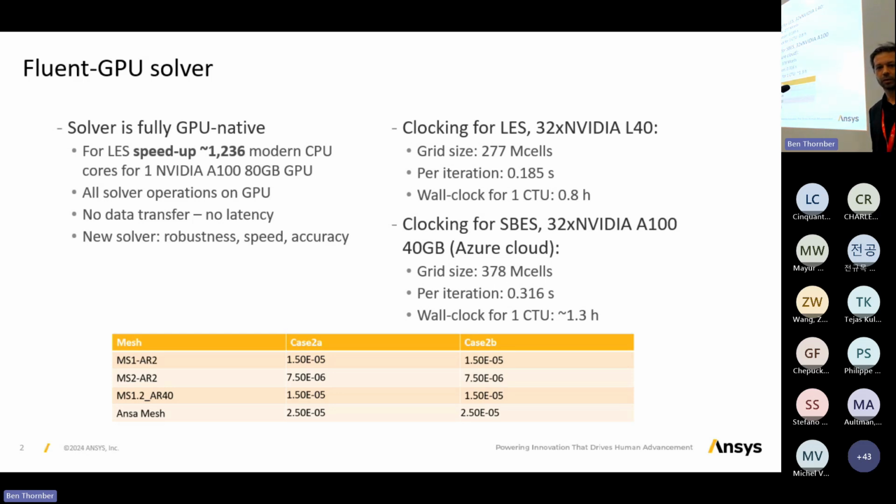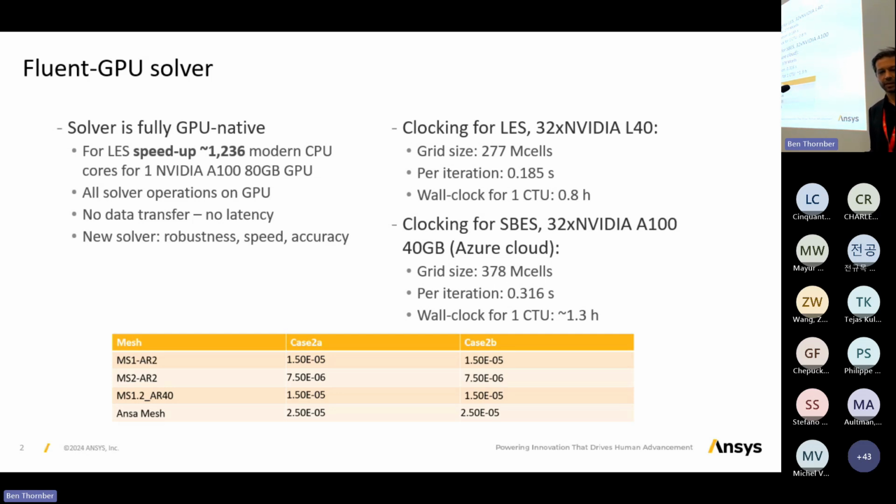The clocking for this very case in LES, our own mesh, the smaller one, has 277 million cells, and per iteration we use 2 iterations per time step. Simple C, 0.185 seconds per iteration, 0.37 seconds per time step. So one CDU comes down to 0.8 hours.